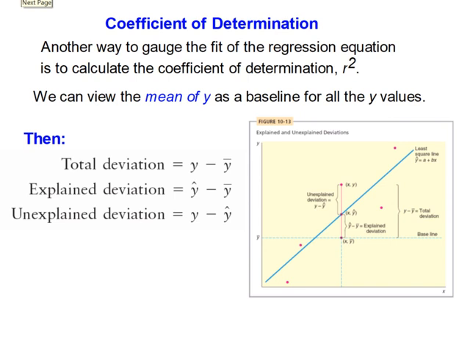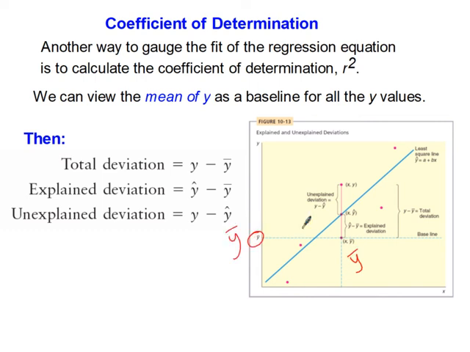Another way to gauge the fit of the regression line of the equation is to calculate the coefficient of determination, r squared. We can view the mean of y as a baseline for all the y values. So here's what we do. You've got a y bar, and you can't really see that, but there's the baseline of y bar. That's what that means right there.